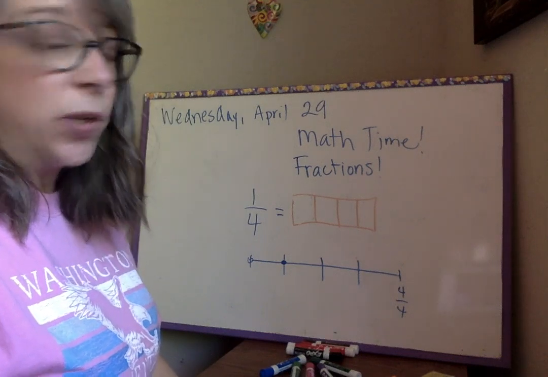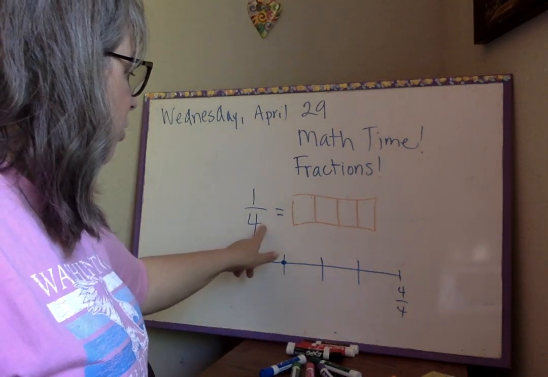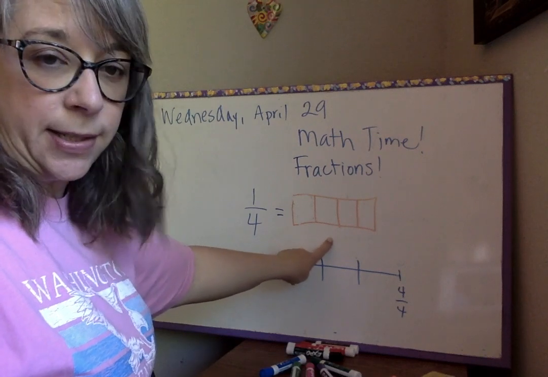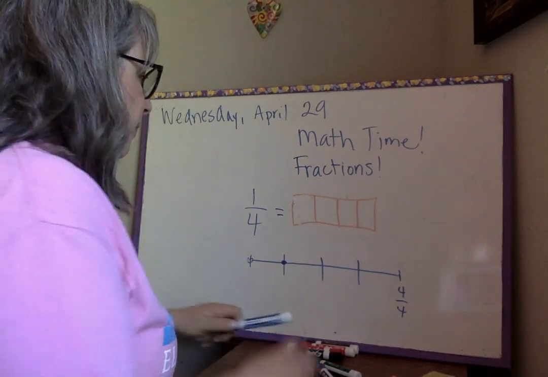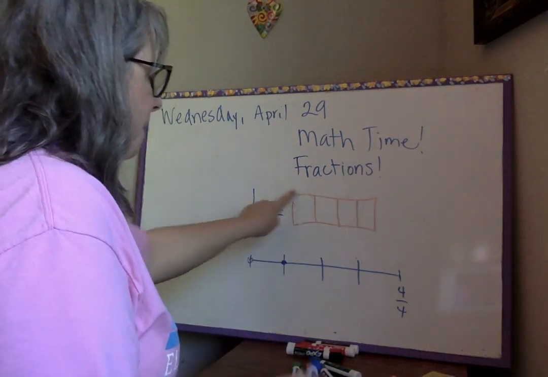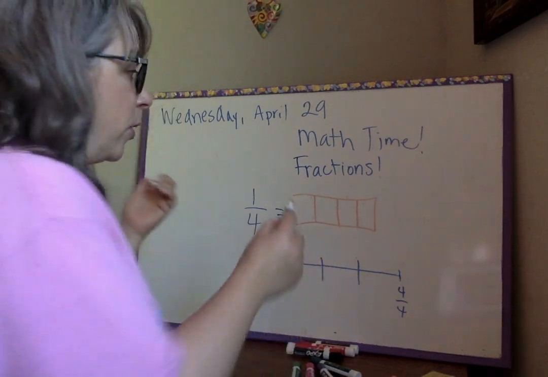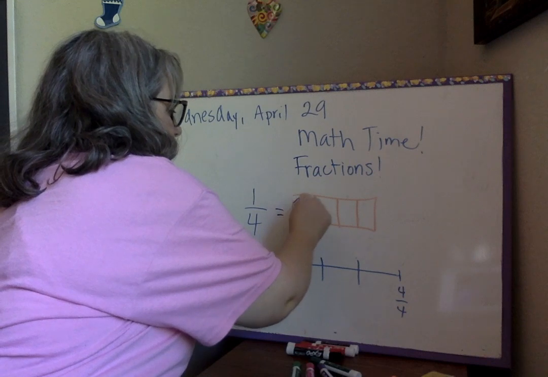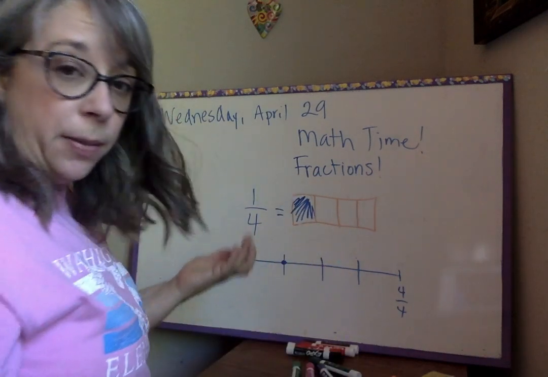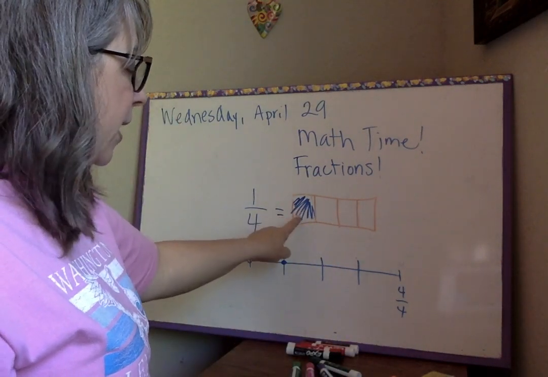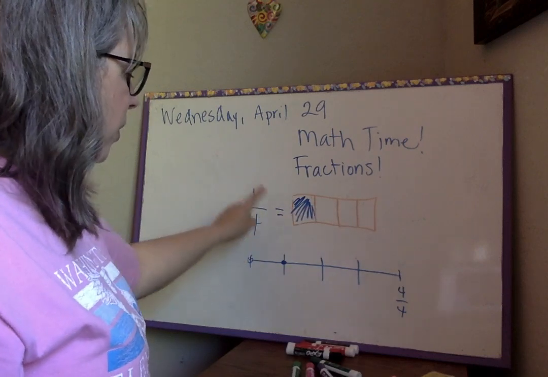So if we were to show 1/4 using this little picture, here's our whole and it's been divided into 4 parts. If we want to represent 1/4, then we're just going to color in one part of the 4. So here's our 1 out of 1, 2, 3, 4, and so there's our 1/4.